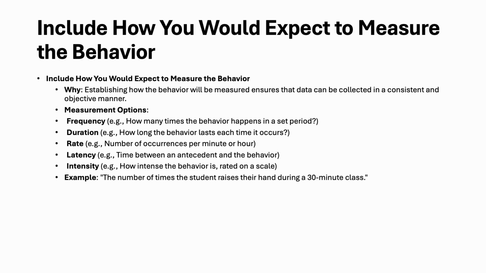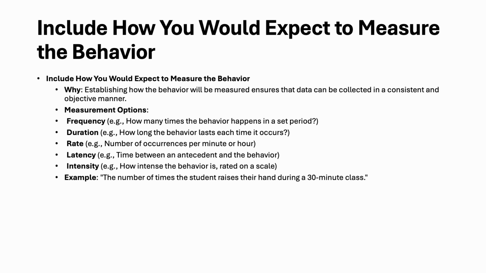So we can look at, for example, instances of aggression, the rate of aggression per hour. Okay, so how many times did the aggression occur in each hour on average? We can also look at latency, which is the time between an antecedent and the behavior, or when a stimulus is presented and a behavior starts occurring.